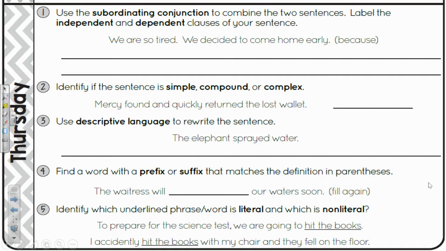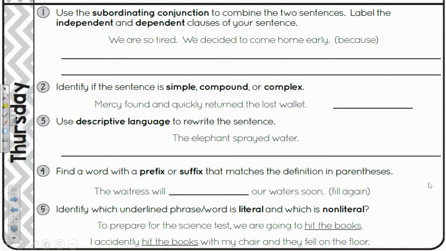Number one, use the subordinating conjunction to combine the two sentences. Label the independent and dependent clauses of your sentence. We are so tired. We decided to come home early. So the subordinating conjunction there in parentheses is because. We need to decide, does because belong in the middle between those two sentences, or should it go at the very beginning? Well, if we put it in the middle, it would sound like this. We are so tired because we decided to come home early.